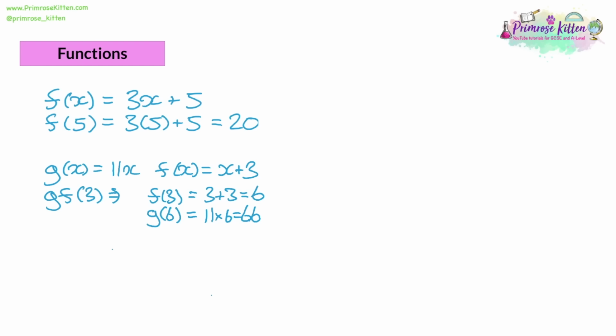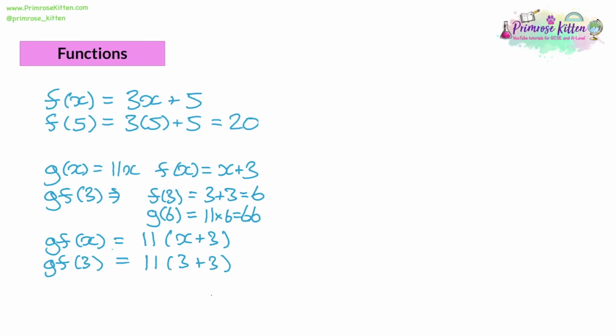Now, we can also find an expression that is g of f of x. We can combine them together without doing a substitution. The way we do that is we start off with the outside, with g, which is 11x. But we swap the x with the function f, which is x plus 3. Now, if we substitute 3 into that, we still get 66. So let's test it. gf of 3 will be 11 lots of 3 plus 3. 3 plus 3 is 6, and 6 times 11 is 66. So that method does actually work.